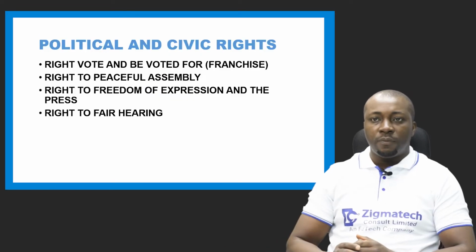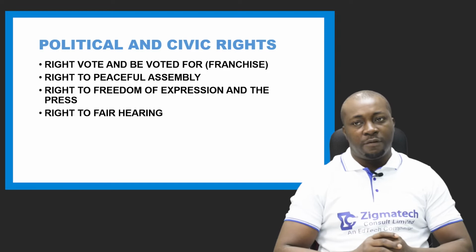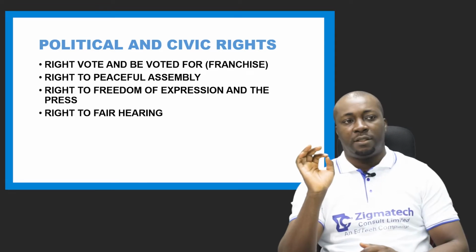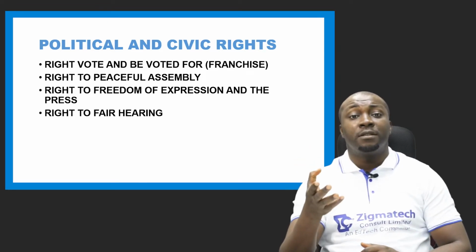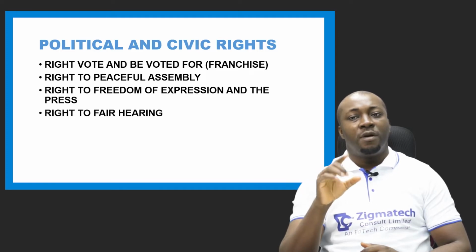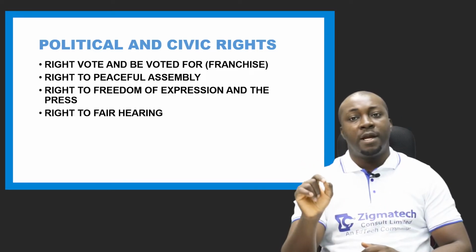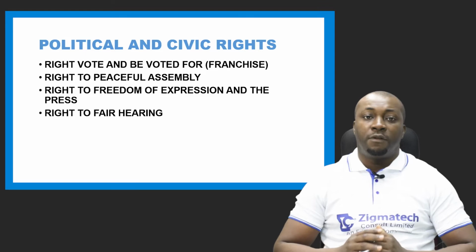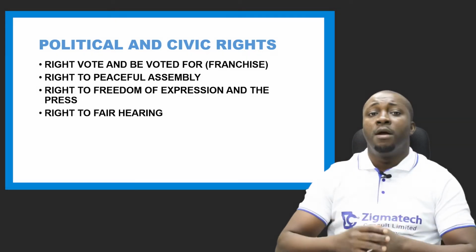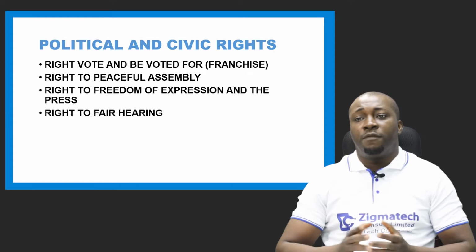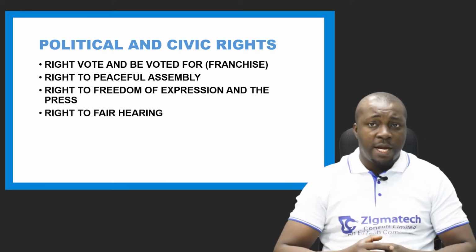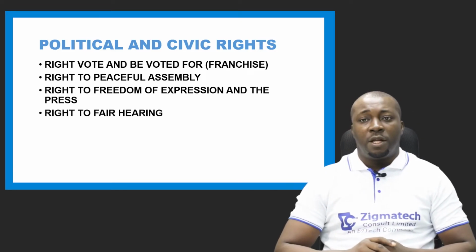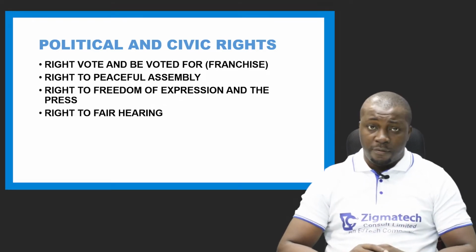Now let's look at examples of political and civic rights. One is what we call right to vote and be voted for, which we call franchise. So it's only citizens of a country that have the right to vote during elections and be voted for, to contest for an elective position. Right to peaceful assembly, which can lead to formation and joining of political parties in a country, right to freedom of expression and the press, right to fair hearing. They all fall under civic and political rights, though some of them are still civil rights.